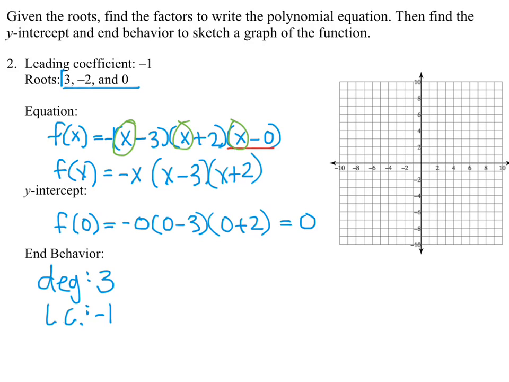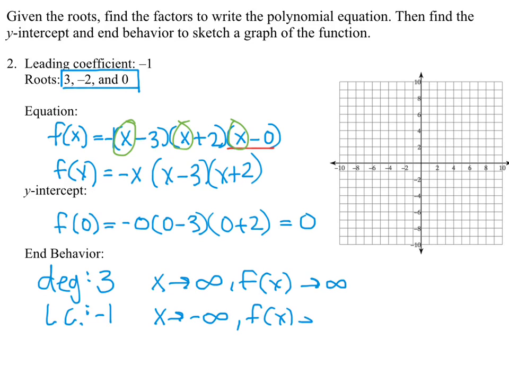Or I can look and see how many roots I have. The number of roots is the same as the degree. So there are 3 roots, which means it's degree 3. For my end behavior, as x approaches positive infinity, or goes to the right, f of x approaches negative infinity, because my leading coefficient is -1, and because I have an odd degree, left and right go in opposite directions.